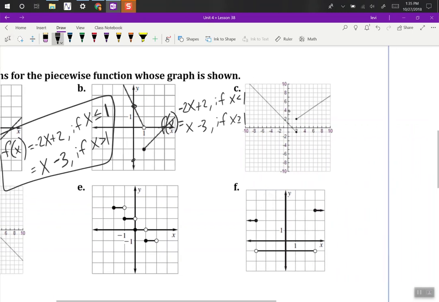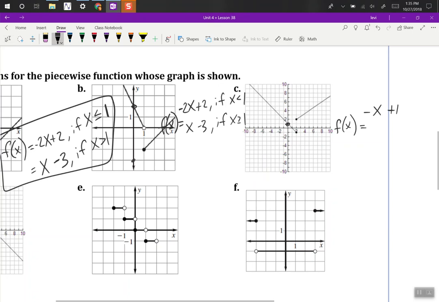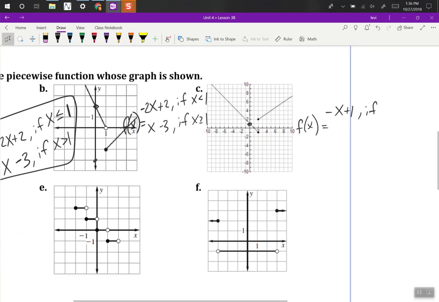1. Our next one, we've got a y-intercept of 1, so that's +1, and our slope, we're going down 1/1. So that's -x, so -x + 1 is our equation, and our if statement for x values, we're going to the left, so it's less than or equal to 2. Let's say that's a closed circle, and let's say that's an open circle.